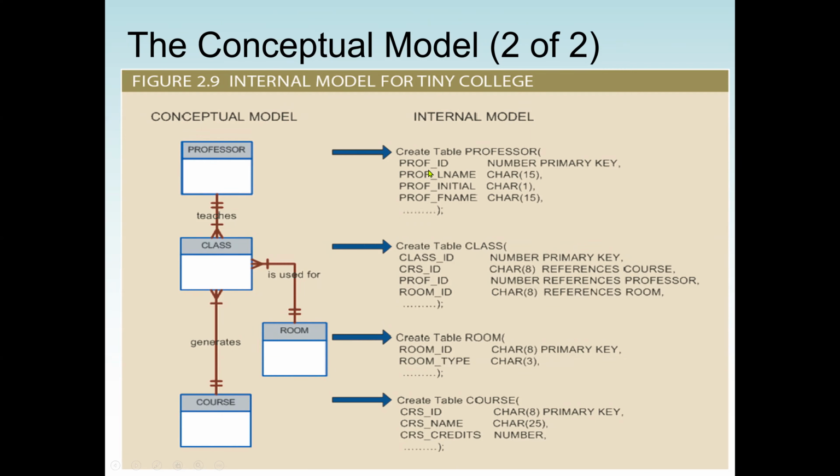So for the internal model here, we can create a table named professor. Then we specify the characteristics, which are the professor ID, last name, initial, first name. The data type is set. Then we create a second table named class. The attributes are class ID, course ID, professor ID, room ID. And we specify the type. Course ID will be a primary key field, and the type is number. Then we create a table named room. So we have a room ID, room type. Then we create a table course, with course ID, course name.